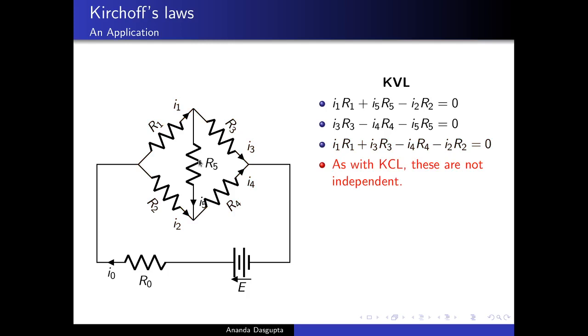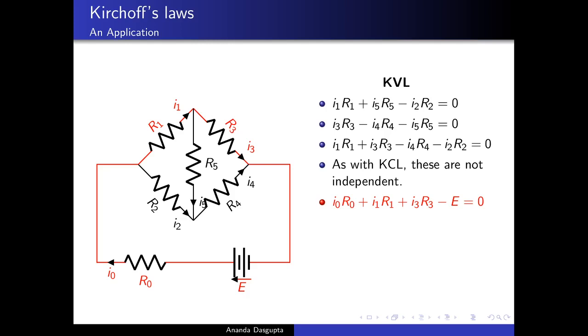So, as with KCL, these are not independent. But let's take this loop for example. This is slightly different from the previous ones, because now you have a battery in the circuit, but again I0 R0 in the direction, I1 R1 in the direction, I3 R3 in the direction, all pluses. Here you are crossing from the negative to the positive side, which means it's a rise, so it comes with a negative sign, minus E equals 0, and you're done.